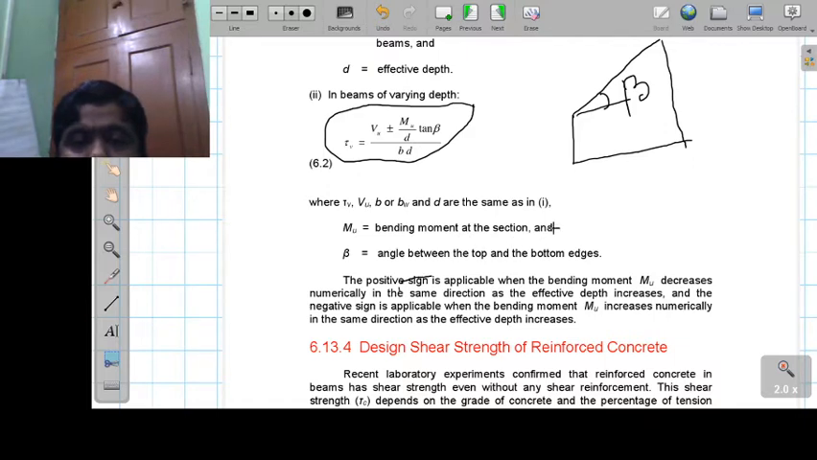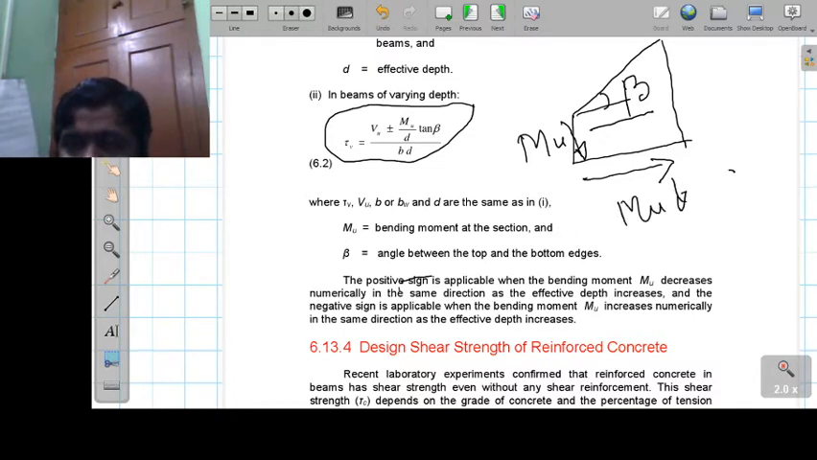The positive sign is applicable when the bending moment Mu decreases numerically in the same direction as the effective depth increases. So if I go in this direction, effective depth is increasing. Now if the bending moment in this direction decreases, if I go this side, bending moment is decreasing, so I am showing it like that. Otherwise you can write down, if bending moment decreases but effective depth increases, then we will take positive sign.